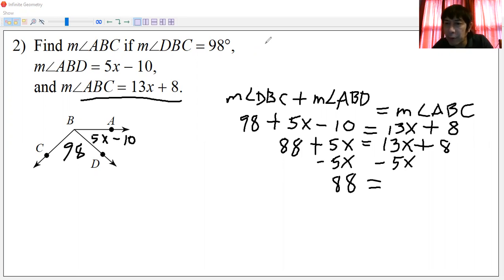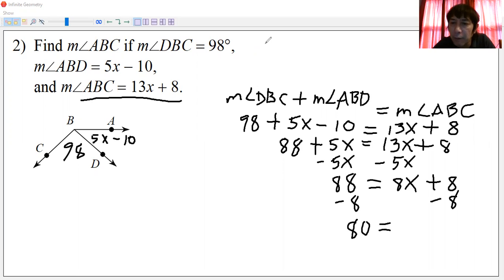And the right side, we have 13x minus 5x, that surely is 8x. And we still have the plus 8. And then one more subtraction property. We have minus 8 and minus 8. We have 80 at the left side, and we have 8x on the right side. And surely the next step is by division. We divide it by the number beside the variable. That is always the step or the next step. So this will be divide by 8.